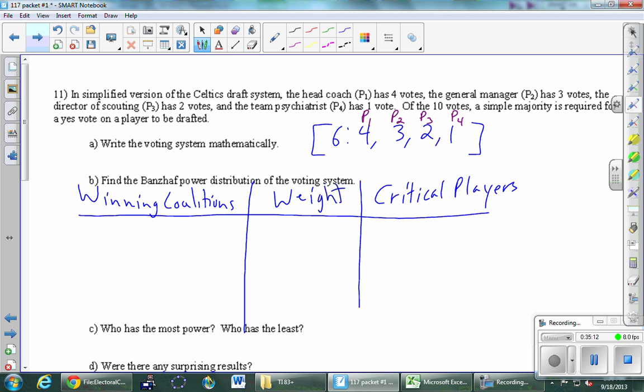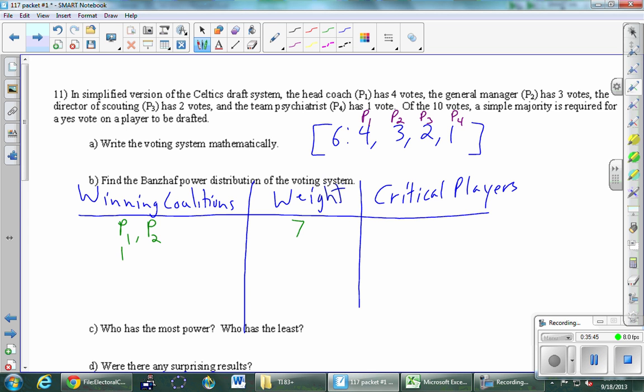Then I would look for pairs of people. Are there any pairs of people that can pass this thing? Yes, there are. So now we're going to list pairs of people that can pass this thing, and I would just start from the strongest, the leftmost. So can P1 go with anybody and pass this? Yeah, P1 and P2. If P1 goes with P2, then how much weight do they have? It's 7. So that's enough. Anything 6 or more is enough.